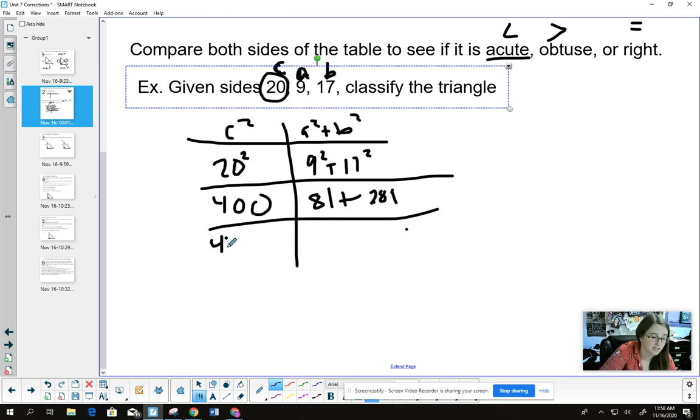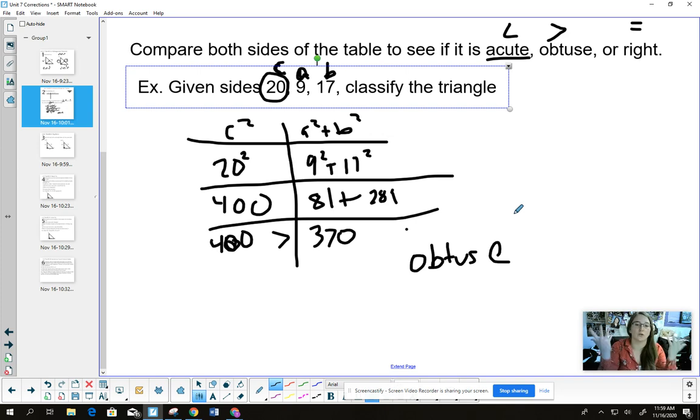So we're going to simplify this one more time. We still have 400 over here, but I need to add these. 81 plus 289 is 370. So what you need to determine then is what's the relationship. Is this bigger, less than, or equal to what's over here? It's bigger, right? 400 is bigger than 370. That means obtuse. Think again. Greater, obtuse. Smaller, acute. Equal is right, yeah? So that's what you had to do for those 2 questions. You couldn't just guess. You may have gotten lucky and chosen the correct one, but in order to get it correct guaranteed, you have to do this setup.